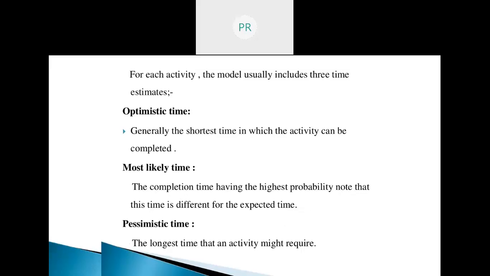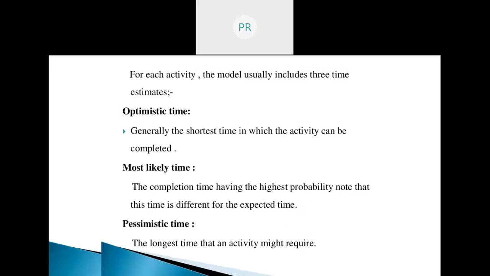Optimistic time is generally the shortest time in which the activity can be completed. The most likely time is the completion time having the highest probability; know that this time is different from the expected time. Pessimistic time is the longest time that an activity might require. An estimate that includes an optimistic, most likely, and pessimistic estimate could be 3 weeks for the optimistic, 4 weeks for the most likely, and 5 weeks for the pessimistic time estimate.